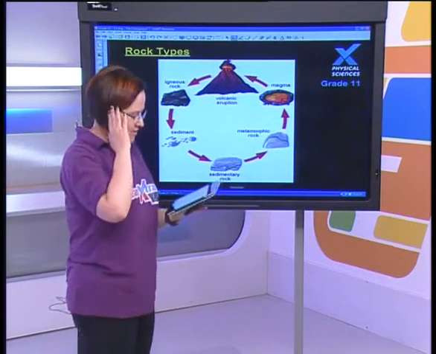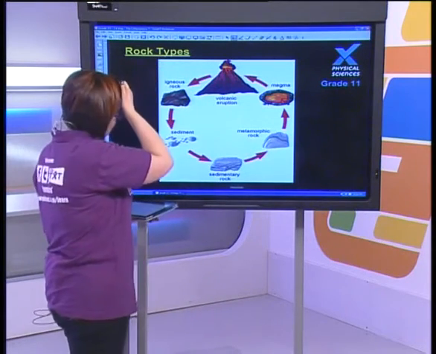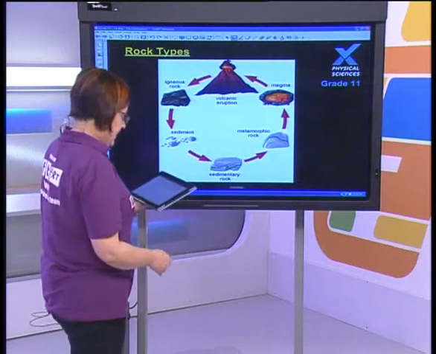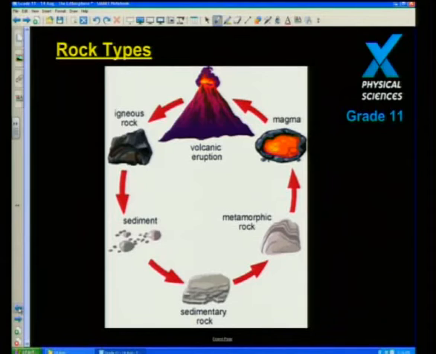Anyway, so now, granite and basalt come from the fact that magma gets brought to the surface through volcanic eruptions. We're lucky we're not on anywhere near a volcano.